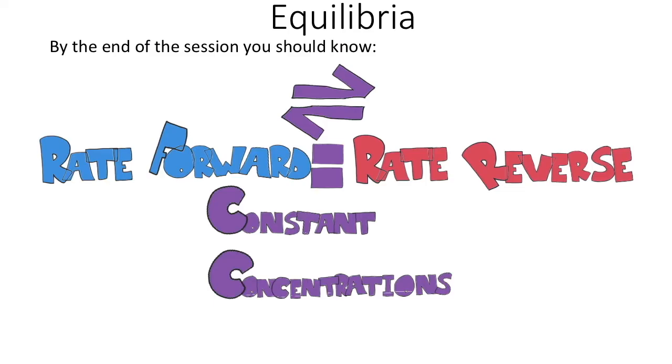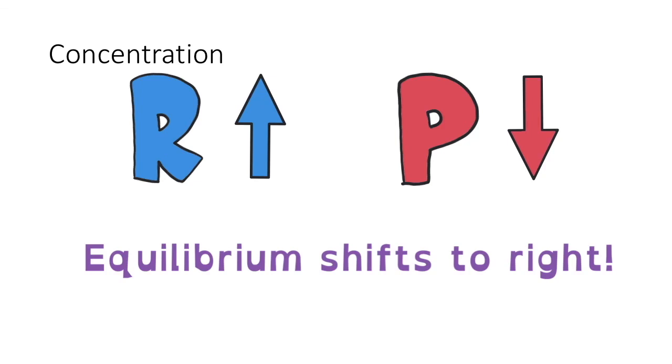Things you should know about equilibria now. A reaction is at equilibrium when the rate of the forward and the rate of the reverse reactions are equal, at which point there will be constant concentrations of both reactants and products. Not equal, but constant. With concentration, if we increase the concentration of reactants or decrease the concentration of products, the equilibrium will shift to the right.